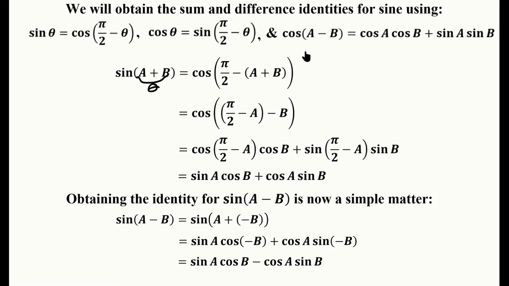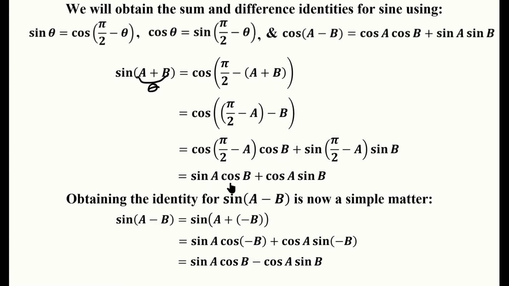So in this case, all of pi over 2 minus a will play the role of this original a, and b will just be the original b. So we end up with the cosine of the first angle, which is pi over 2 minus a, times the cosine of the second, which is b, plus the sine of the first angle, pi over 2 minus a, times the sine of the second angle, which is b. So we know that cosine of pi over 2 minus a is the same as sine of a. So that's where this sine of a comes from.